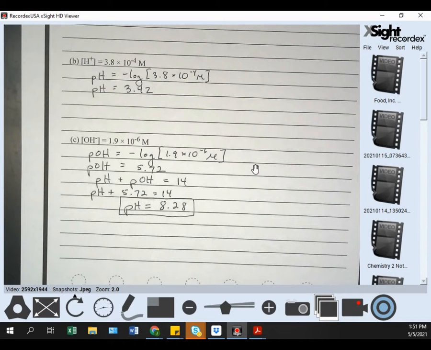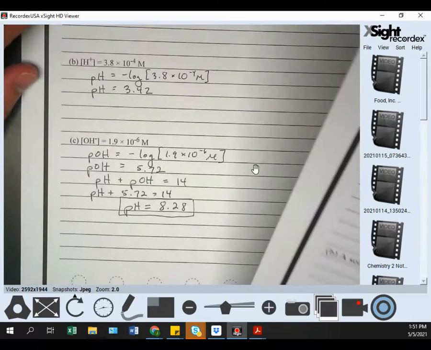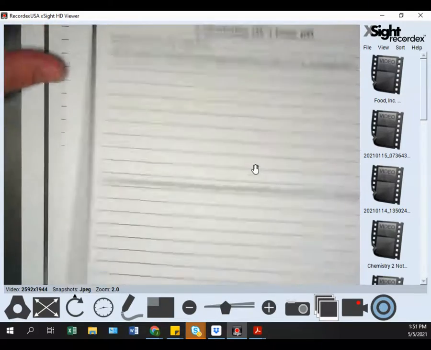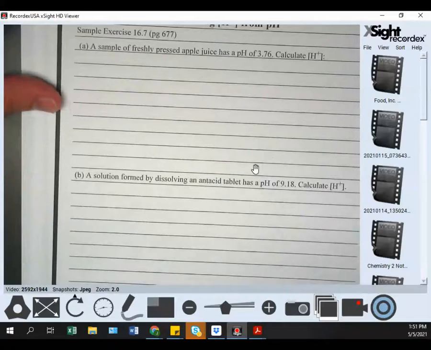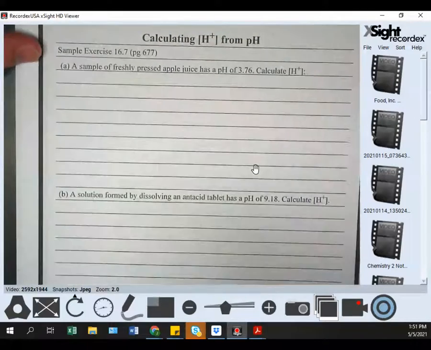Okay. Makes sense? Okay. All right. Let's look at this one. You've got a couple on here. Again, these won't take long to work out. You just have to use the right thing.